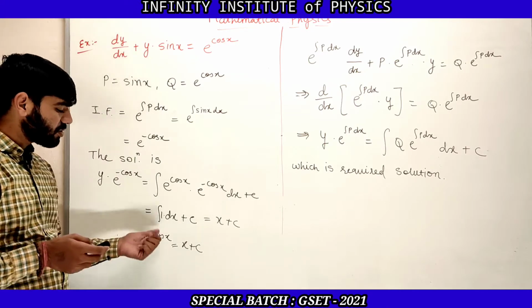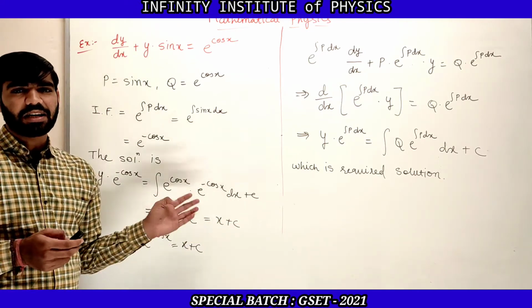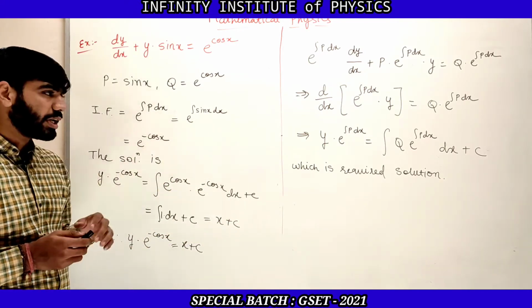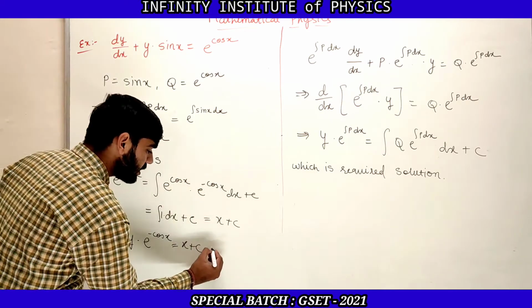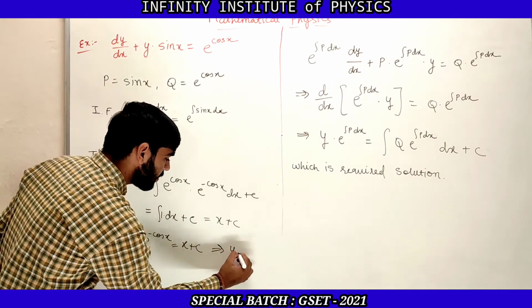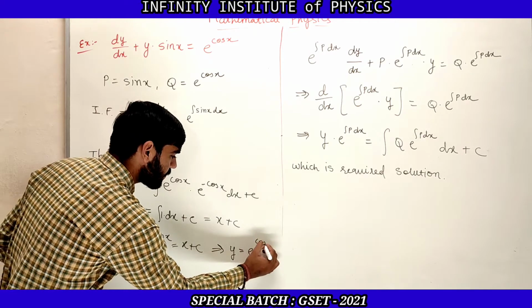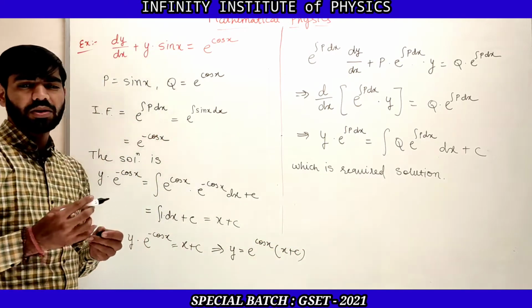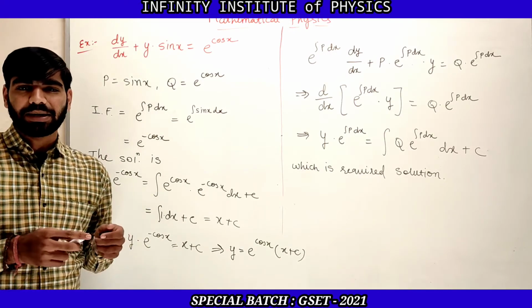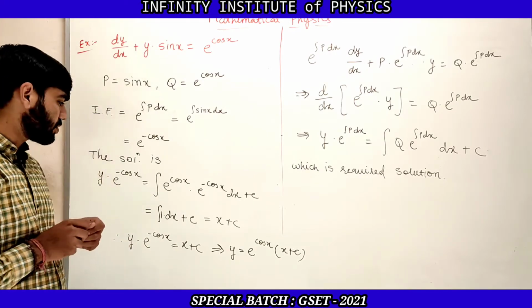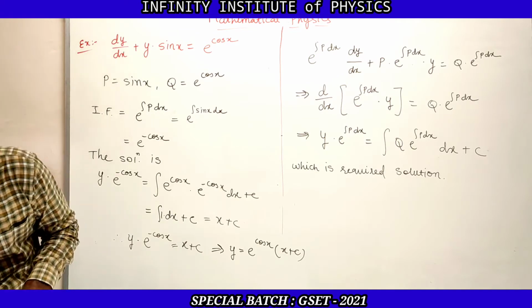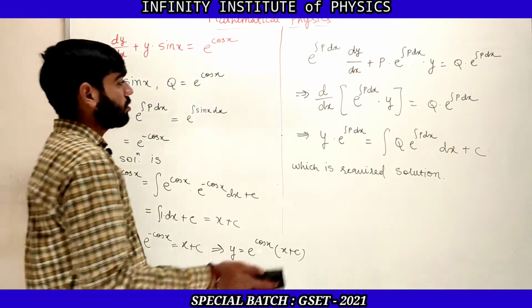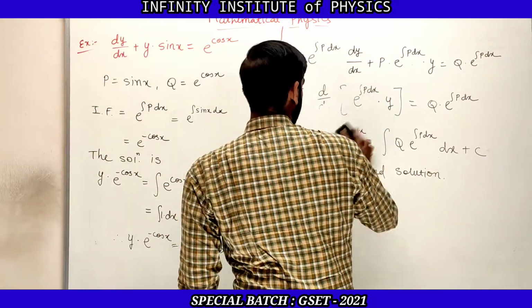Also you can take that e raised to minus cos x to the right hand side, then it will become e raised to only cos x. So you can write the alternate solution as y is equal to e raised to cos x into x plus c. This is also the solution, where c is an arbitrary constant. So this is also the solution of the linear differential equation. Now let us calculate one more example.